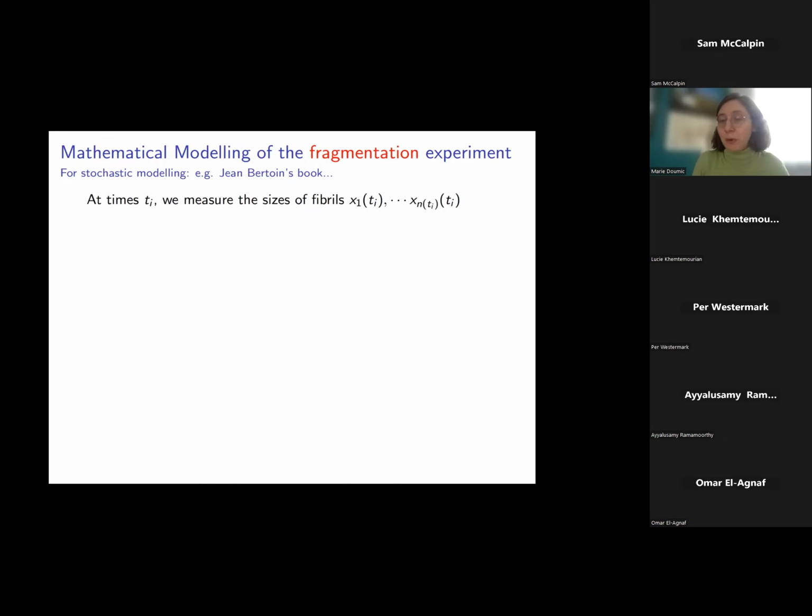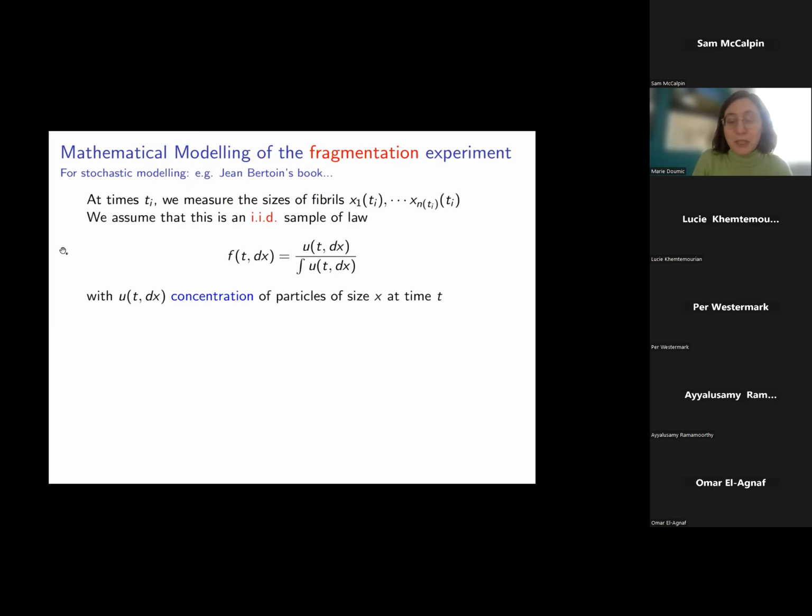So we measure a sample of sizes of fibril x1 of Ti, etc., xn of Ti at different time points. How to relate this sample to some mathematical quantity? Well, we assume, and this is a big assumption, it is not true, of course, because the sample is not independent. Of course, each size of fibril depends on other ones, but we can prove mathematically that it behaves more or less like if they were independent.